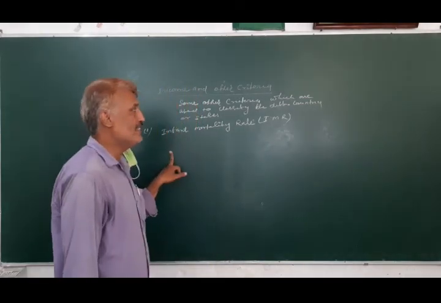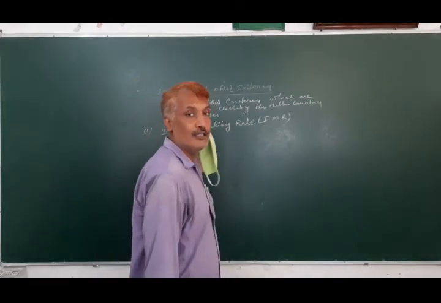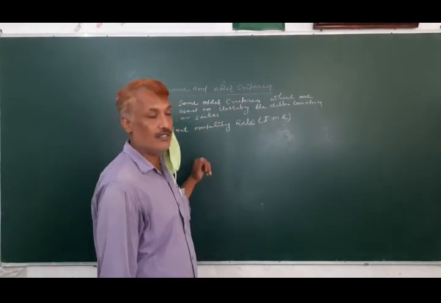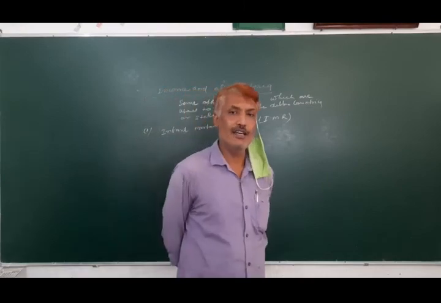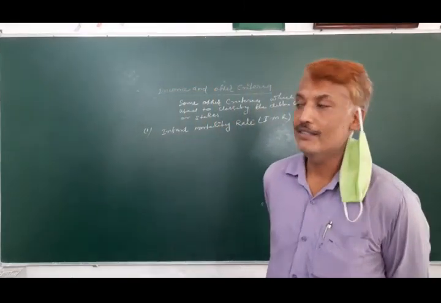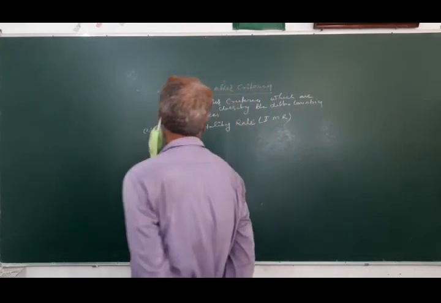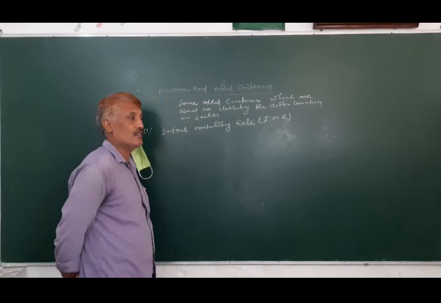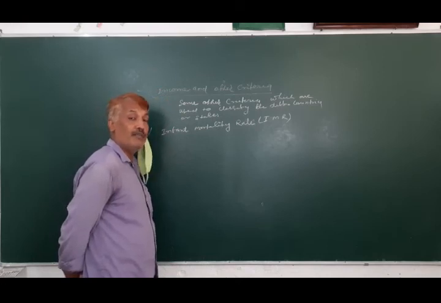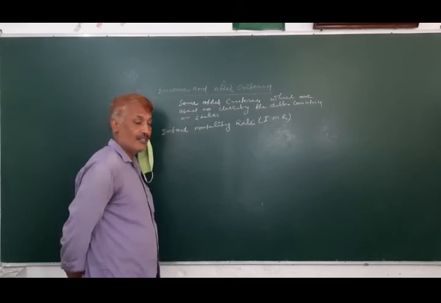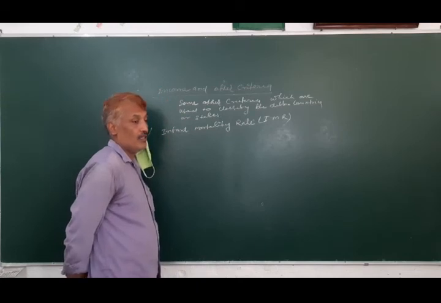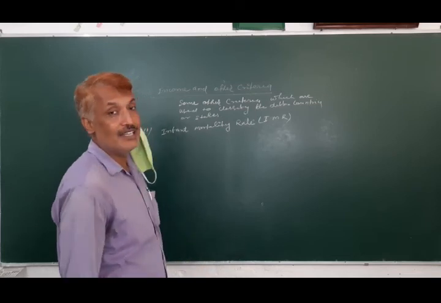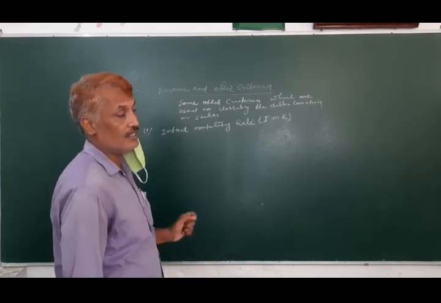So infant mortality rate is a criterion which is used to classify countries or states. One question here: why do we use the infant mortality rate to classify countries or states? This question will be discussed after the two more criteria are discussed.